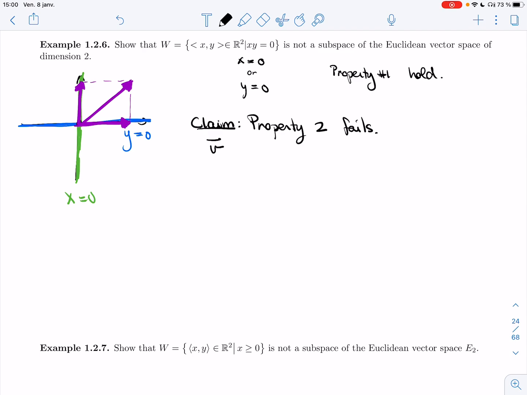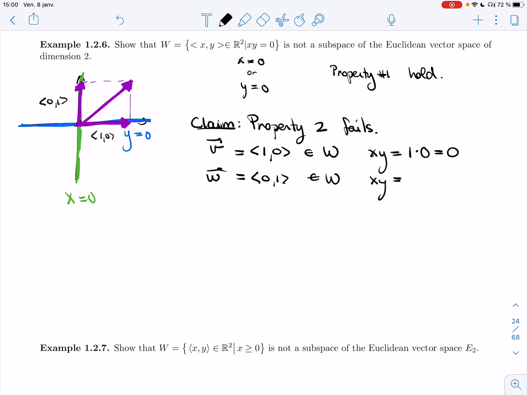And so to prove that, I need to find one vector. Let me take 1, 0. That's in W, since x times y is 1 times 0, which is 0. I'm going to take the second vector to be 0, 1. That's in W, but for a different reason. In the first case, y was 0. In the second case, x is 0. So 0 times 1 equals 0. So I have two elements in W, and I want to look at their sum. I claim that the sum will not be in W.